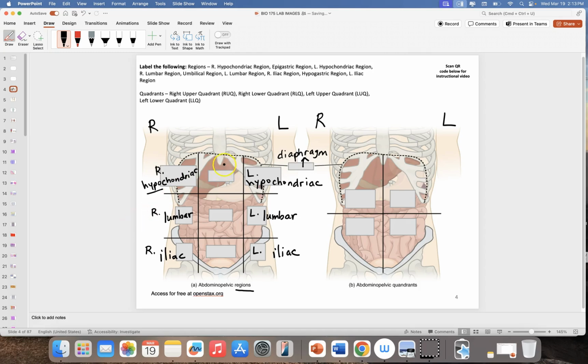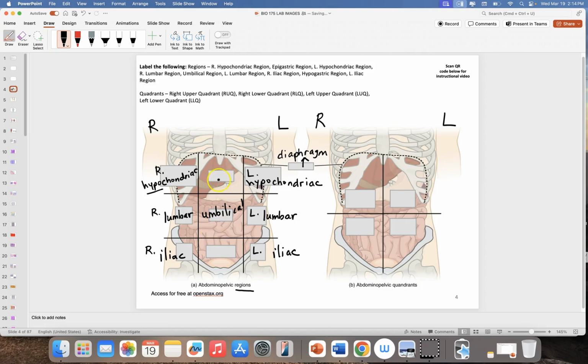Then we have these three regions in the middle. This region right smack dab in the middle, you can think about it roughly where the belly button would be, where that umbilical cord falls off. And that can help us remember that this is the umbilical region.